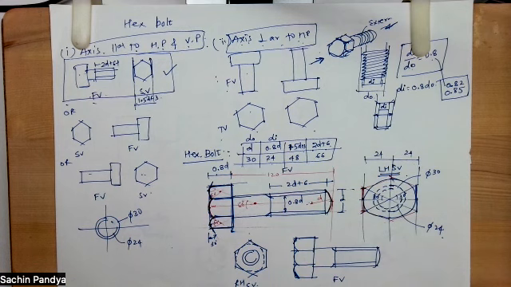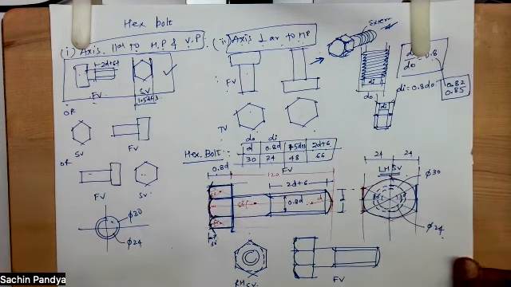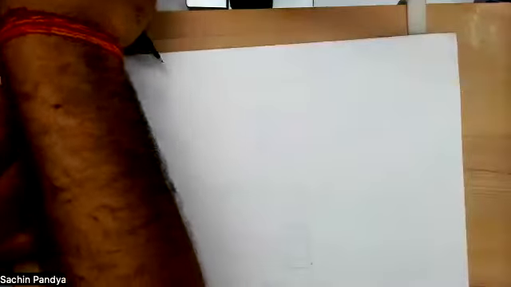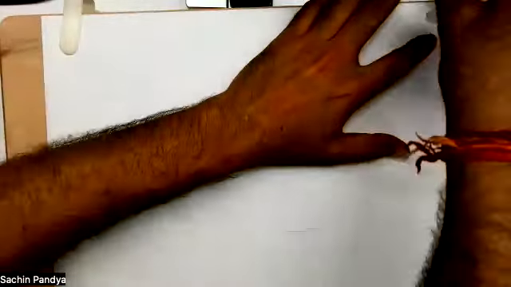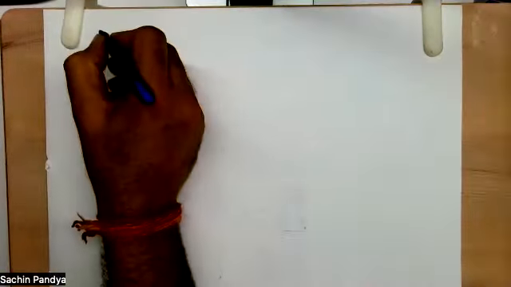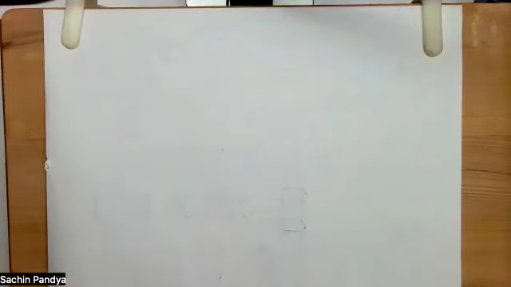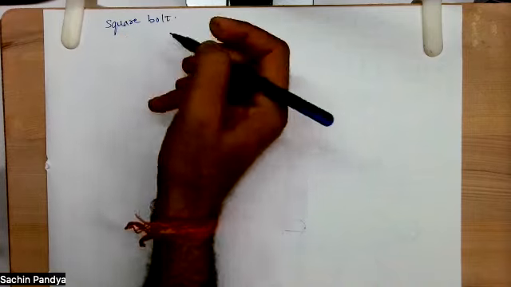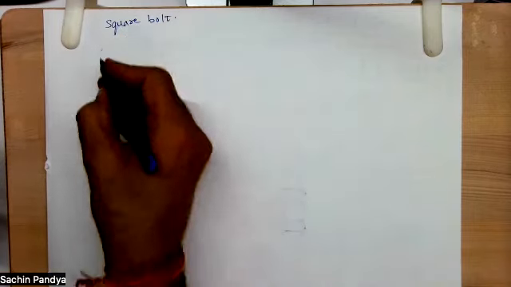Now, this is the hexagonal bolt. The same way we'll do the square bolt. Once you draw the bolt, you'll understand the nut very easily. There's hardly any difference from the drawing point of view. It is almost the same. Now we do the square bolt. I hope everyone understood the hexagonal bolt. Any doubt in hexagonal bolt? Anyone? Okay.